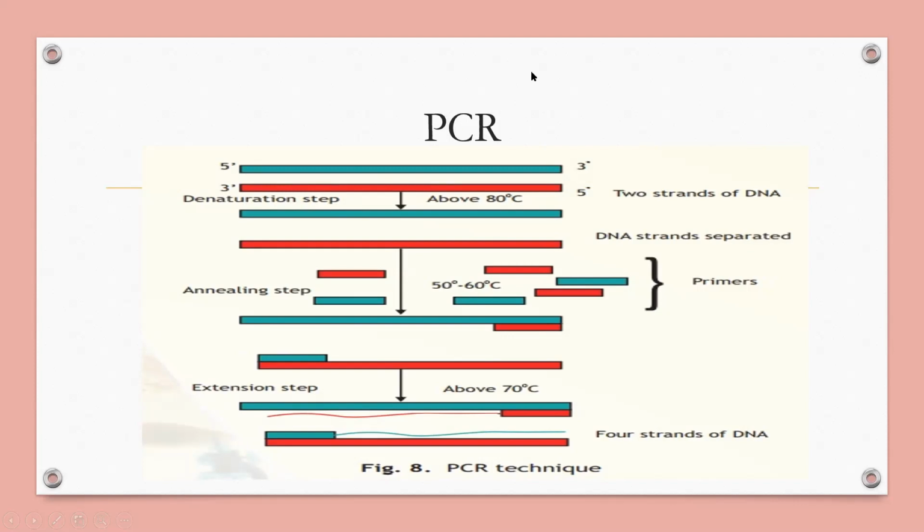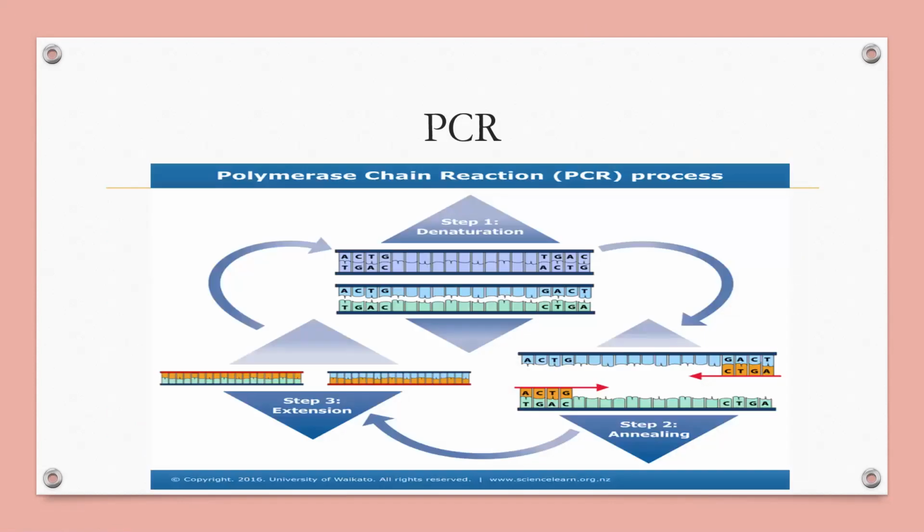Next step, denaturation step. Denaturation means raising the temperature to above 80 degrees centigrade for about 1 minute. The DNA gets denatured and the two strands separate. First, you take a DNA fragment and apply heat, about 80 degrees centigrade. The DNA strands will be separated. Look here. Do you understand? This is the denaturation step.